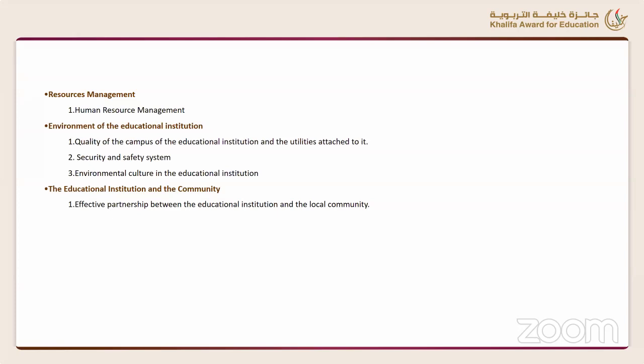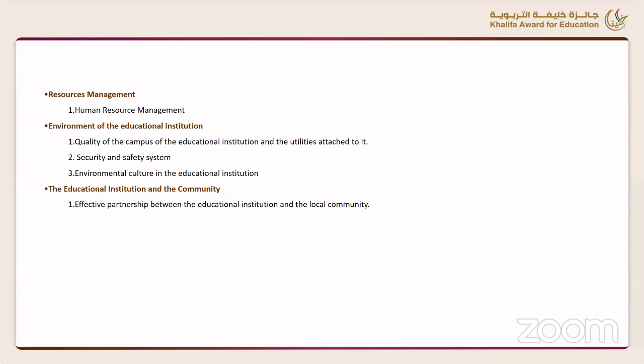And then we have another sub-criteria, security and safety system. Just note that I want you not to overlap with the crisis management. Here we focus on the safety system. If you have an emergency plan, for example, in case there is a fire in the school, do you implement that? Did you evaluate that with other institutions, like the civil defense?